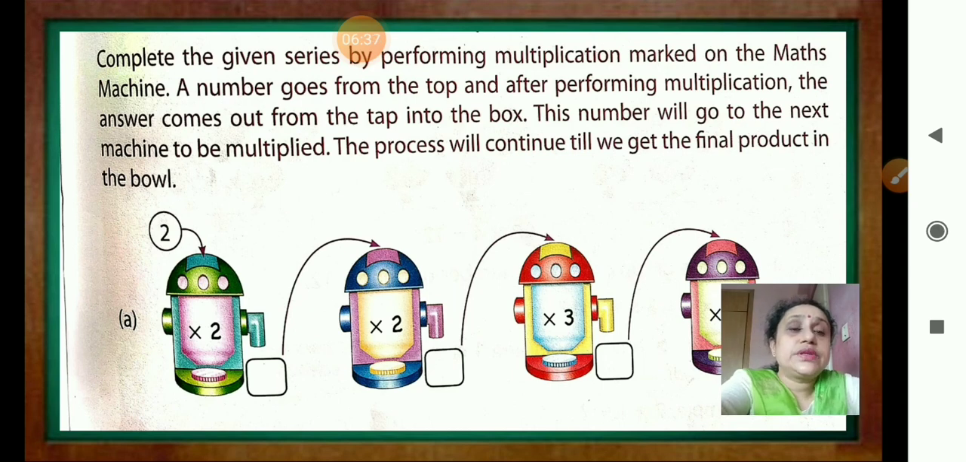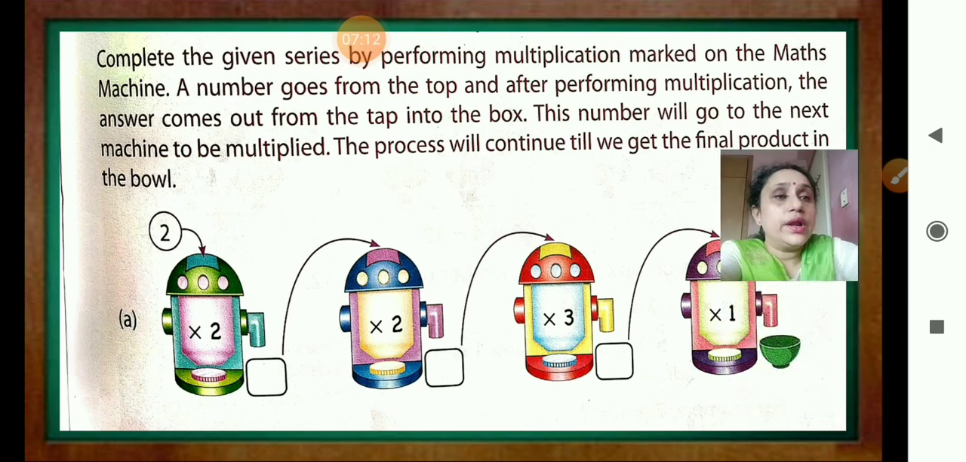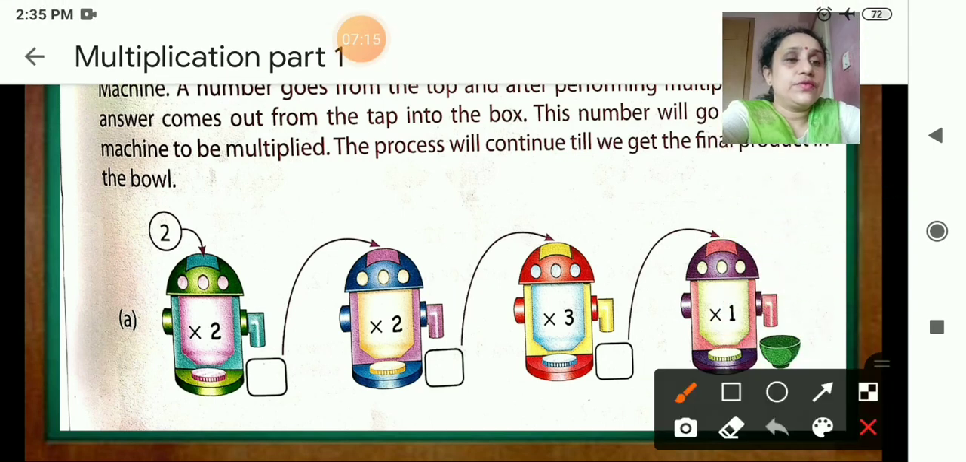Now see children, open your book. There this activity is given. So we will finish this first, then we will proceed to the next page. Complete the given series by performing multiplication marked on the maths machine. A number goes in from the top, and after performing multiplication, the answer comes out from the tap into the box. This number will go to the next machine to be multiplied. The process will continue till we get the final product in the bowl. Okay, now we will start.